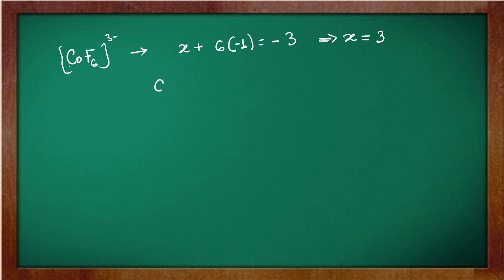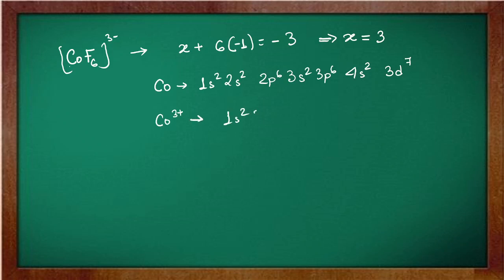Now cobalt: first of all, 1s2, 2s2, 2p6, then 3s2, 3p6, then 4s2 and 3d7. Now once again, cobalt is in the +3 state. It means that you will have 3 electrons less. So it will be 1s2, 2s2, 2p6, 3s2, 3p6, and you will have 3d6, because 2 electrons from the 4s and 1 electron from the 3d are lost.